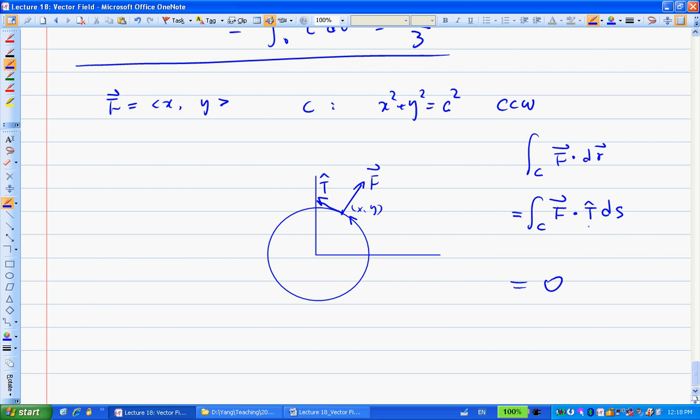Any questions? All good? Okay, so you can try if I change this one to negative y, x. Apparently it's not going to be perpendicular now. And what will be this one here? Okay, try it out. Any questions? All good?